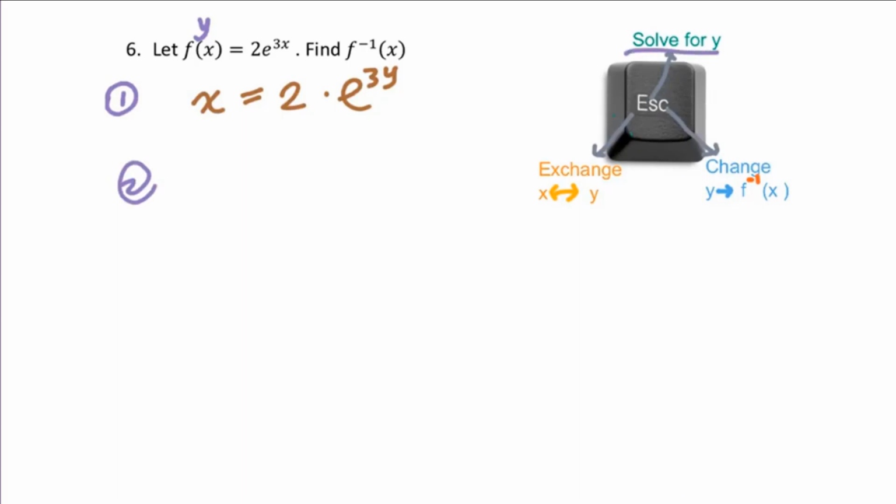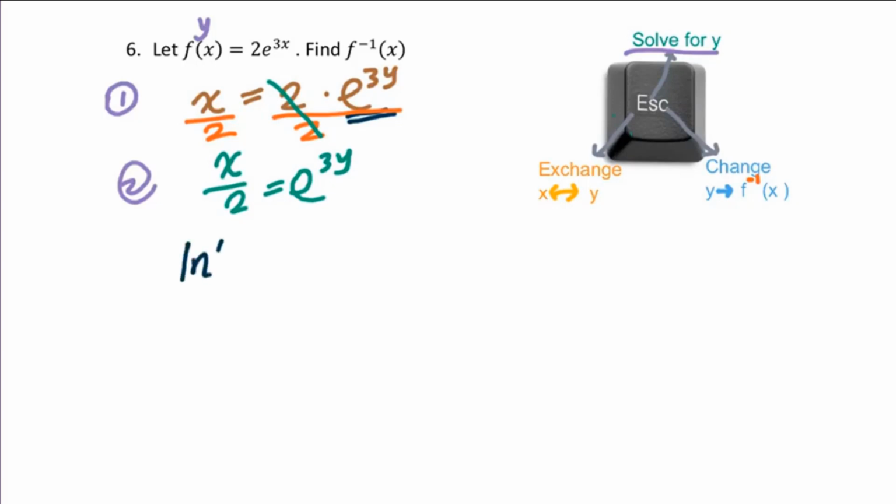Therefore, this is an exponential function. Isolate the exponent on one side. This one on one side. Therefore, we divide by 2 on both sides. You will get e to the 3y power equals x over 2. Then you do natural log on both sides. Natural log of x over 2 equals natural log of e to the 3y.